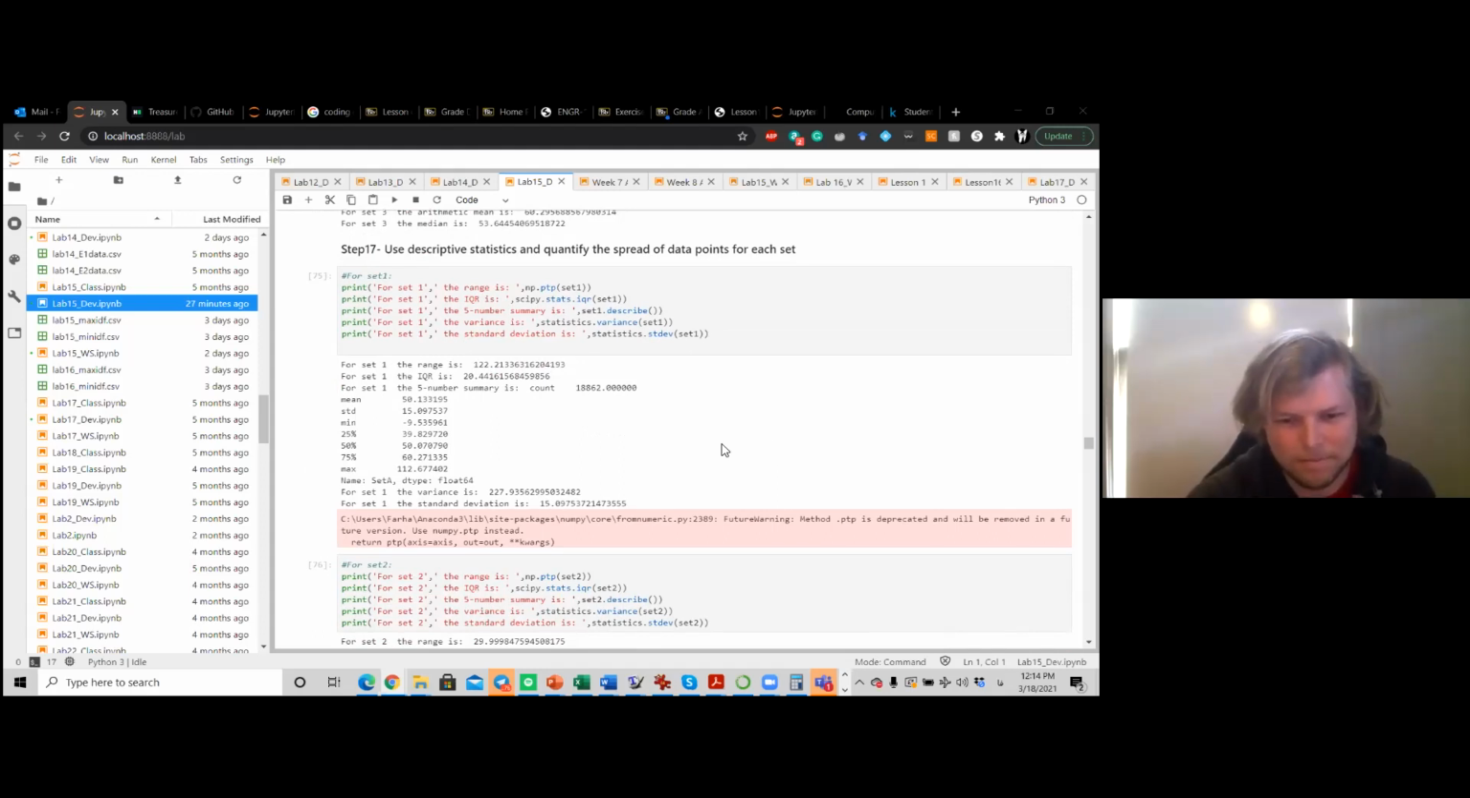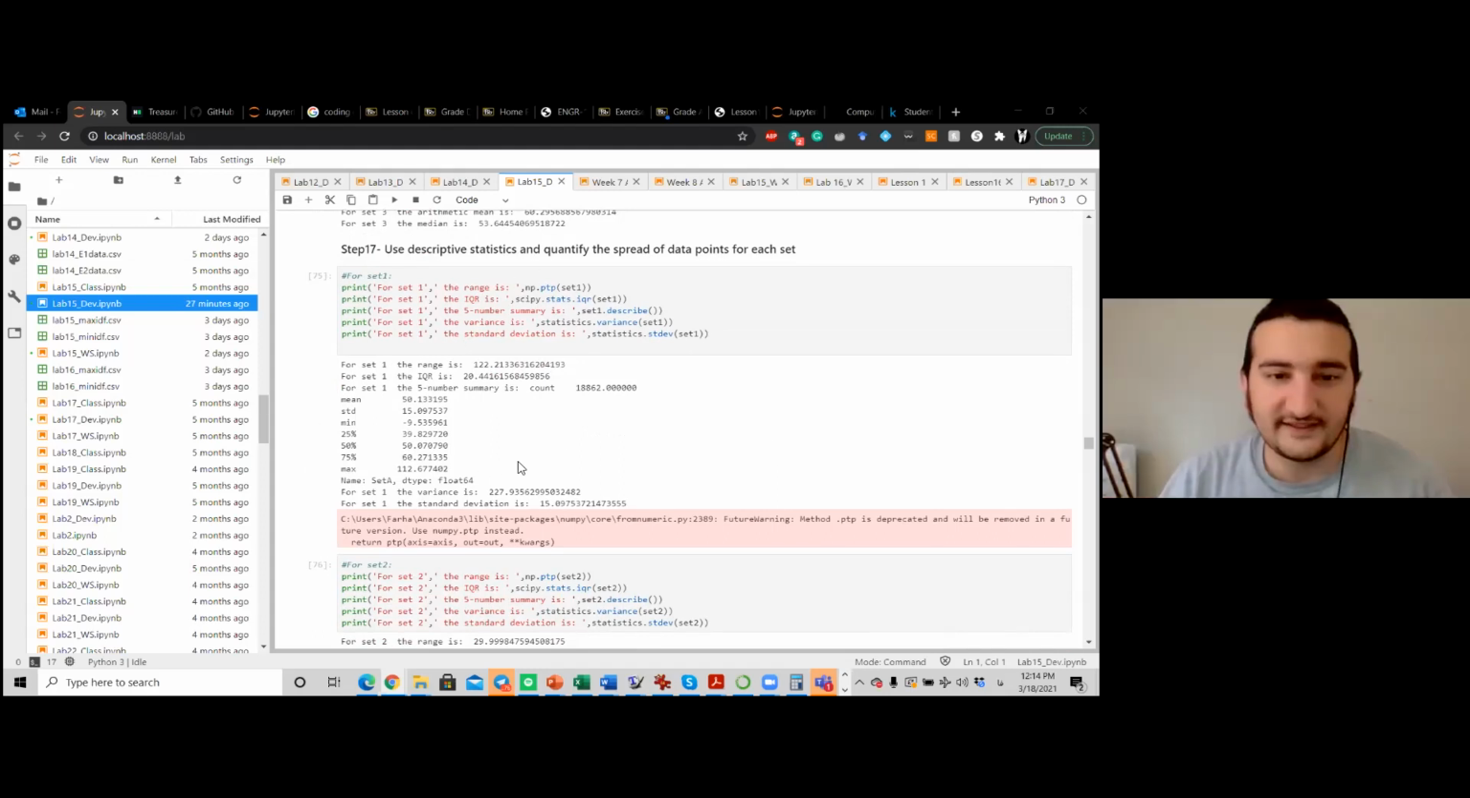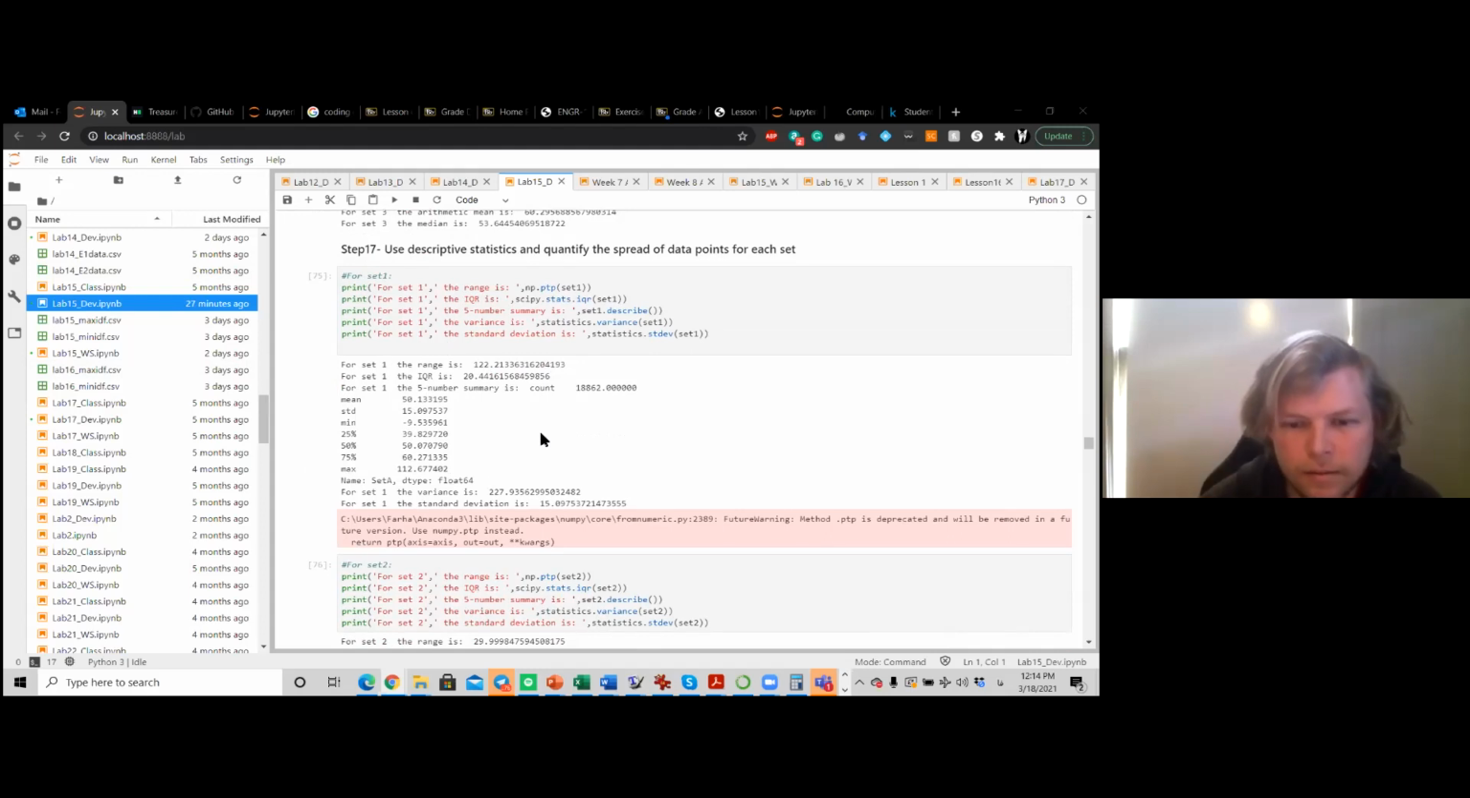Okay, so tell me what you see for set one, and then I will scroll down to set two and set three. So for set one, range is 122. IQR is 20, which is a pretty large difference between those two. So probably got some outliers in there. Then the five number summary: count is 18,000, whatever, mean of 50.